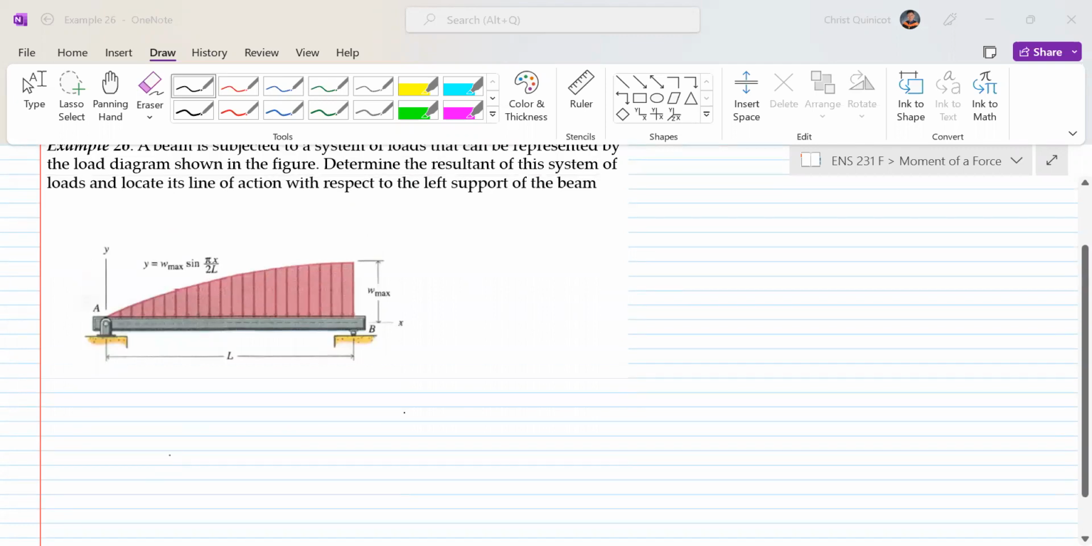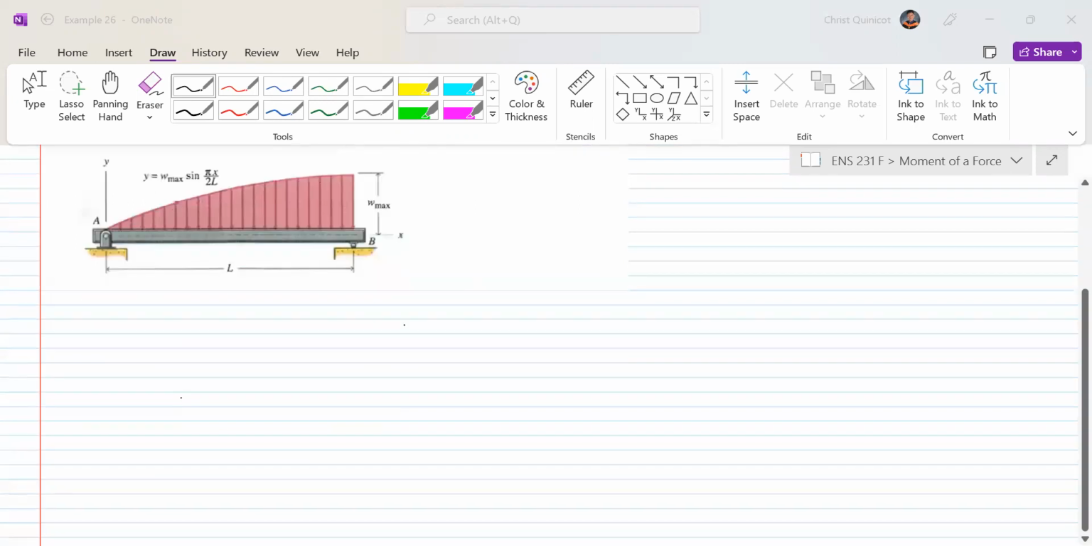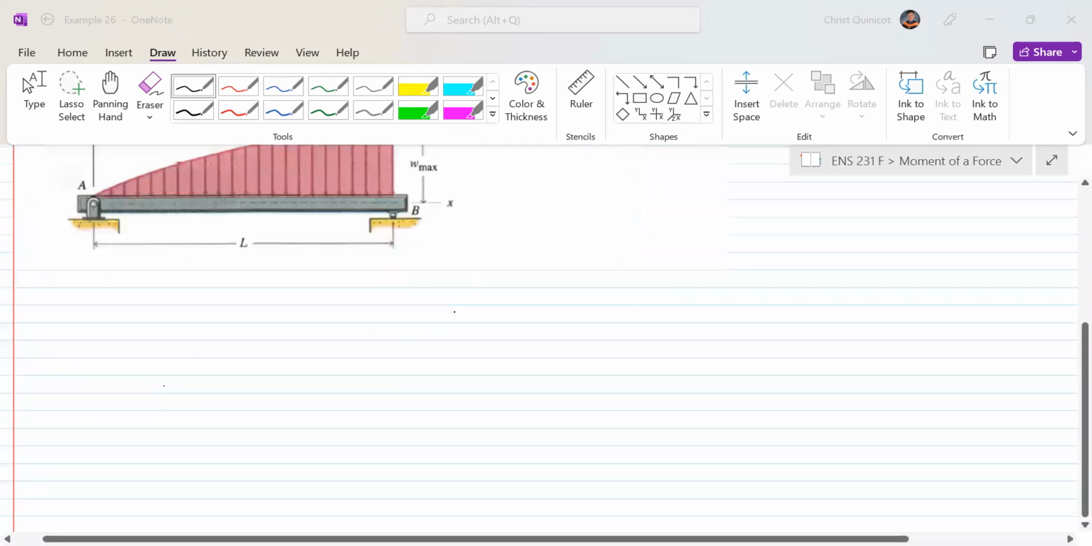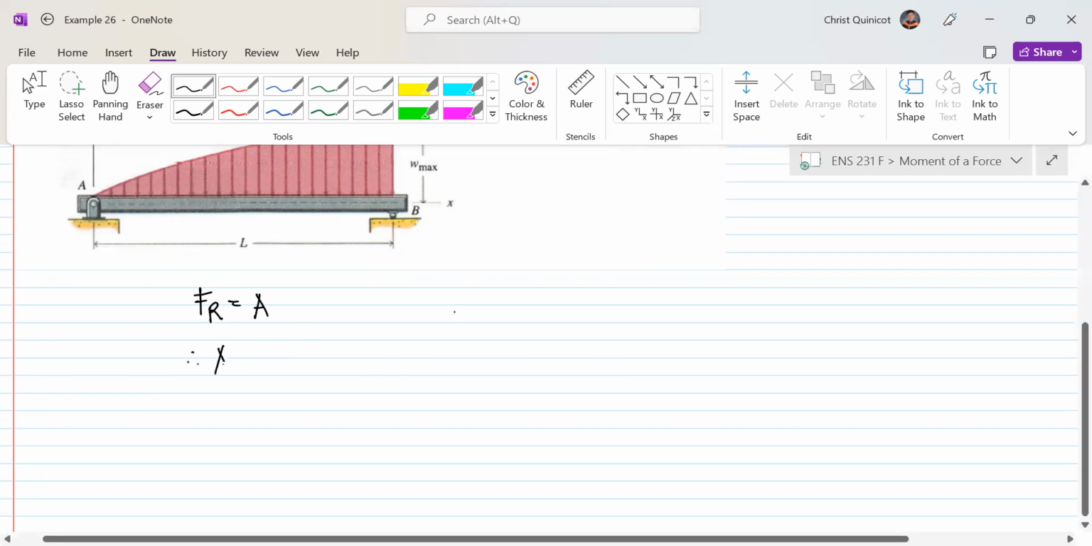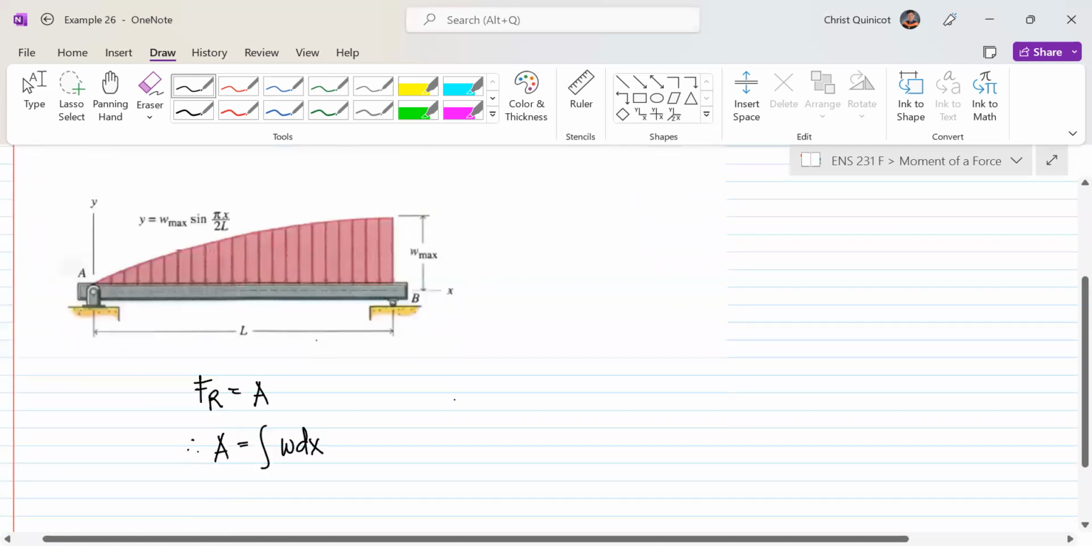So we know that the resultant force F sub R is equal to A, right? And our A is equal to the integral of our w dx, whatever our weight that is, right?